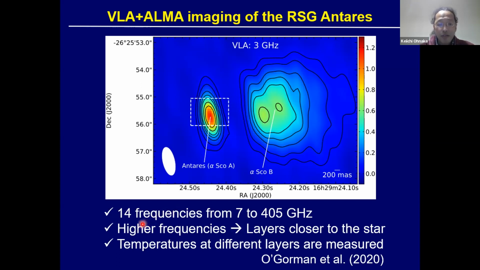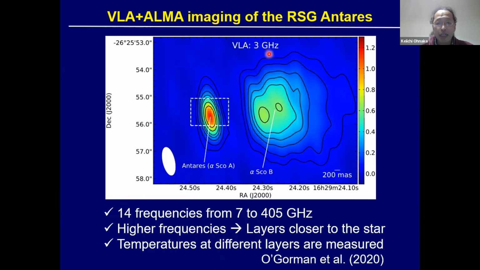And they observed Antares at 14 frequencies from 7 to 405 gigahertz. And as we will show now, higher frequencies allow us to probe layers closer to the star. And these multiple frequency data allow us to get temperatures at different layers.